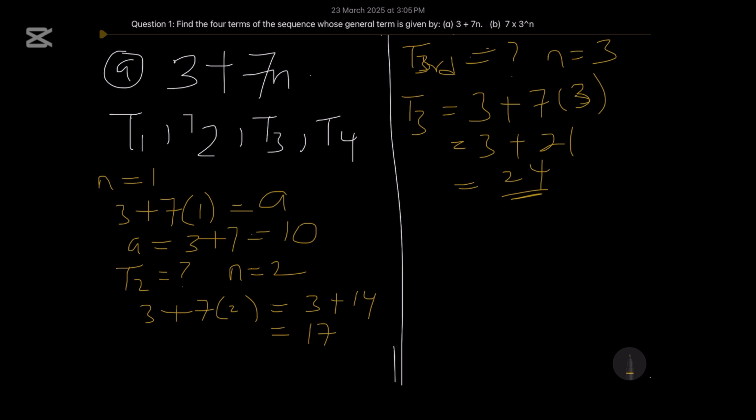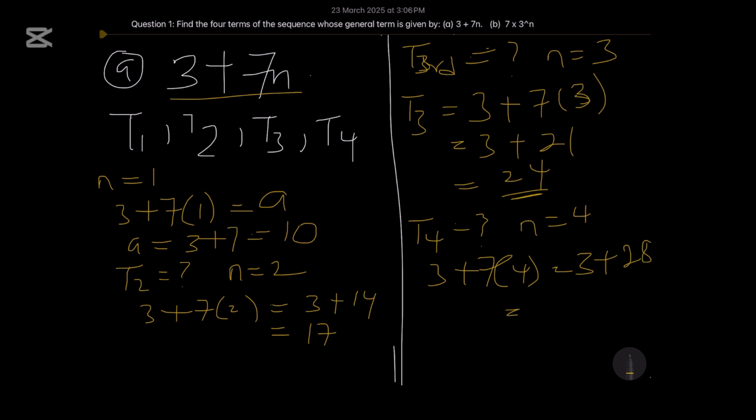And then to generate the fourth term, which is T4, our number of terms is number 4. So applying the same formula, we have 3 plus 7 bracket 4. We have 3 plus 28, so we have 31. So now let's see.